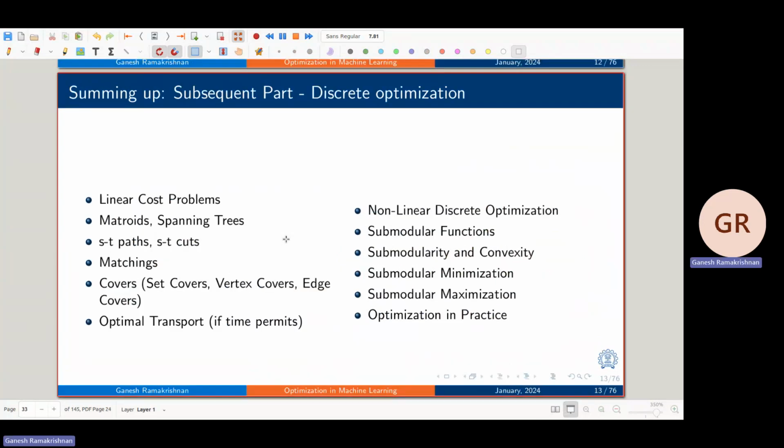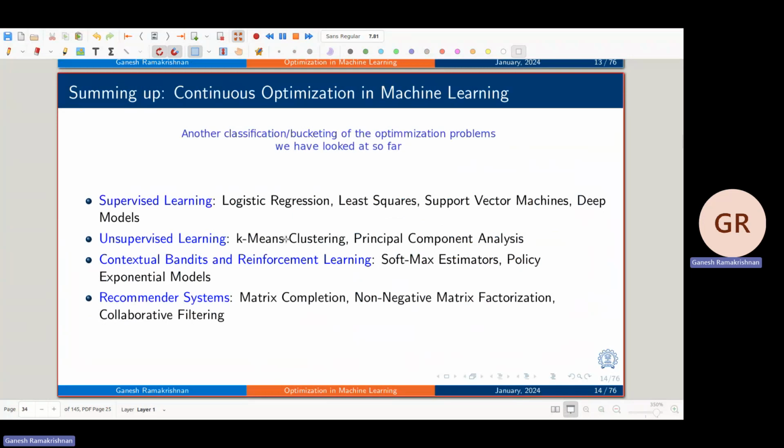Okay. So this is discrete optimization. Some of these topics we'll talk about: matroids, spanning trees, and so on. Some submodularity and convexity. Some of it will just be optional reading again. As far as continuous optimization, we'll begin with it, and we have seen four broad areas: supervised learning, unsupervised learning, contextual bandits, and recommender systems. This is another classification or bucketing of the applications we have seen so far.